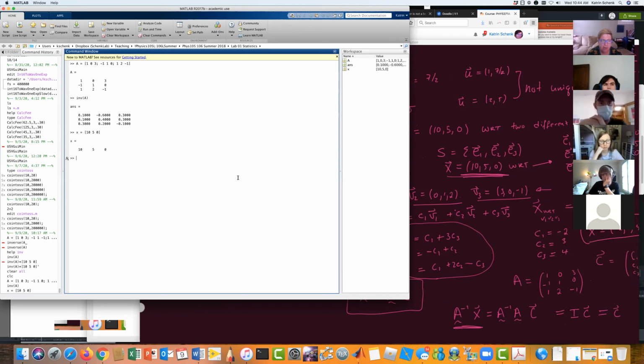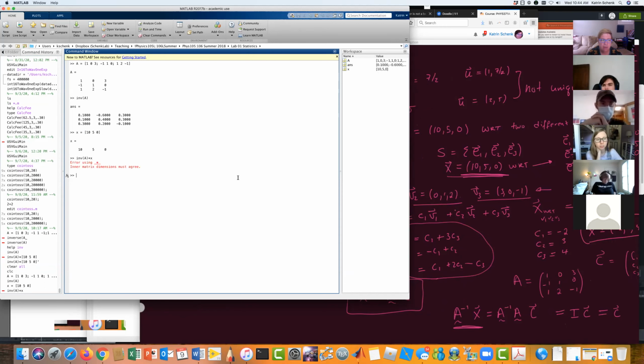And so we're going to say inverse A, capital A, star means matrix multiply by X. Now it's saying, hey, matrix doesn't agree, because when you define a vector like this, it's going to be a row vector. That's not matrix multiplication. It has to be a column vector.